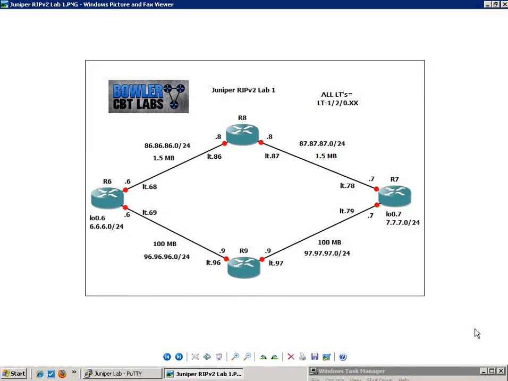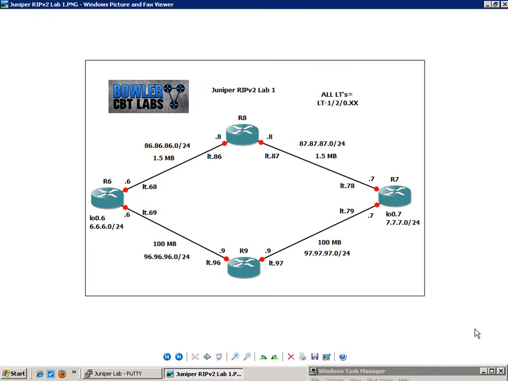Hello, my name is Steve Bowler, and in this video we're going to be taking a closer look at Routing Information Protocol, otherwise known as RIP. Specifically within RIP, we're going to be taking a closer look at RIP version 2 and how to configure RIP version 2 on Juniper routers.